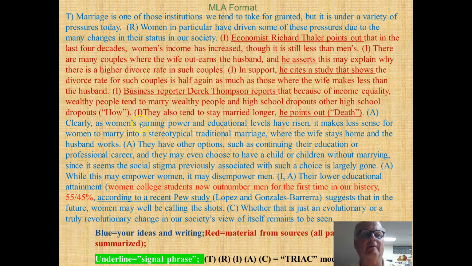So, okay, so what does this mean? So this is Mike Burke talking. And I put it in blue just so you could see it easier. In your paper, all this would be black, of course. Clearly, as women's earning power and educational levels have risen, it makes less sense for women to marry into a stereotypical traditional marriage where the wife stays home and the husband works. Second analysis sentence, they have other options, such as continuing their education or professional career, and they may even choose to have a child or children without marrying, since it seems the social stigma previously associated with such choice is largely gone. Now that's me. Not everybody would agree with that.